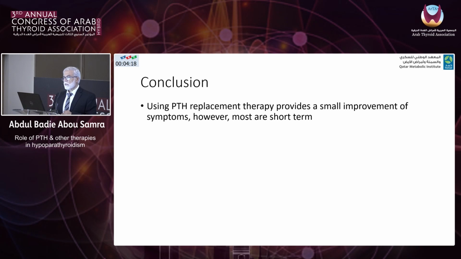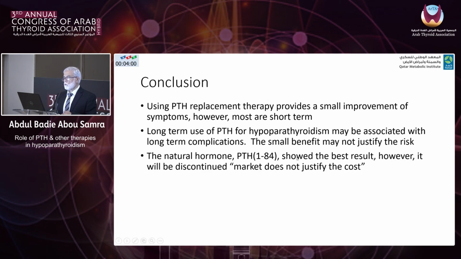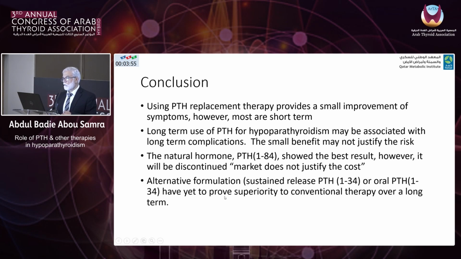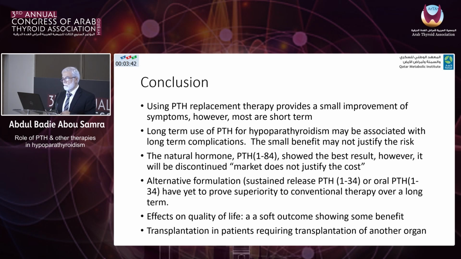So in conclusion, using PTH replacement therapy provides currently small improvement of symptoms, however, most are short-term. Long-term use of PTH for hypoparathyroidism may be associated with long-term complications yet unknown. The small benefit may not justify the risk. The natural hormone 1-84 showed the best result, however, it will be discontinued. Alternative formulations need to be tested. And the effect on quality of life, this is a soft outcome showing some benefit, but it is not yet possible to recommend it as a routine.